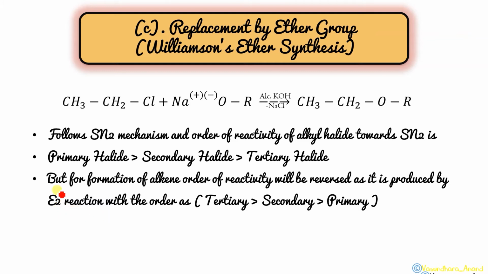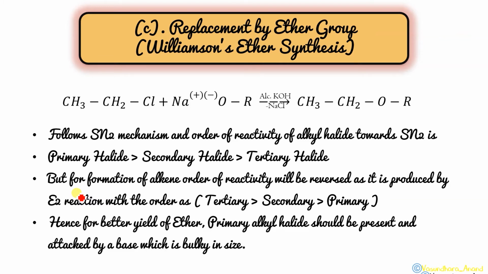So if it is a tertiary alkyl halide, it would follow the elimination reaction, and instead of substitution, the product will be alkene. Hence, for a better yield of ether, a primary alkyl halide should be present, attacked by a base which is bulky in size. Okay? This is the criterion to form the ether according to Williamson synthesis.